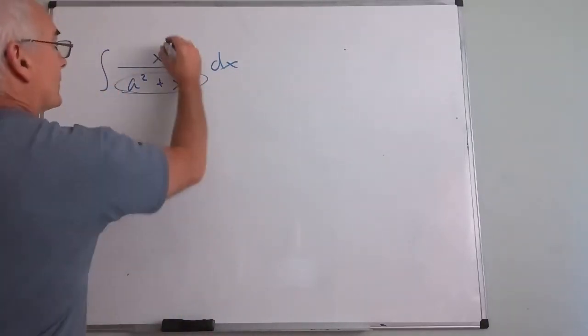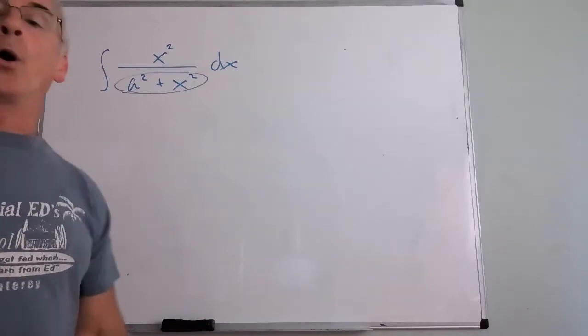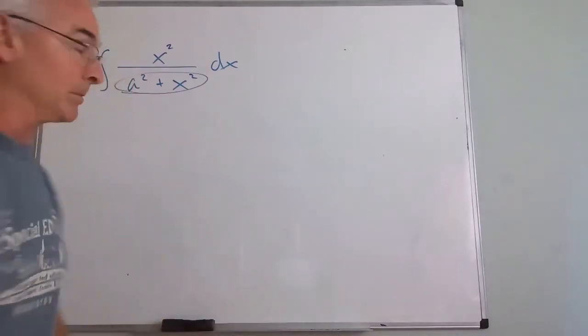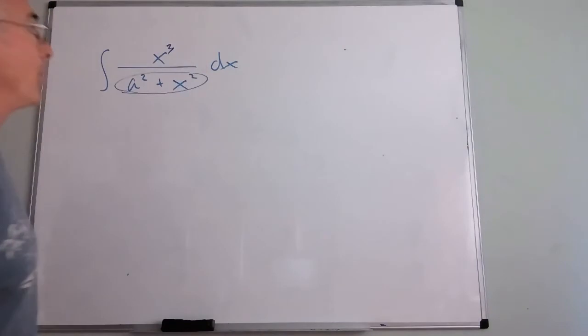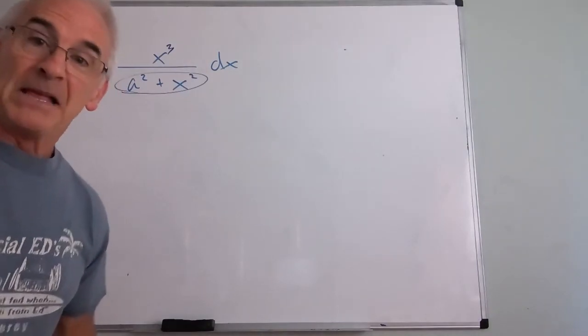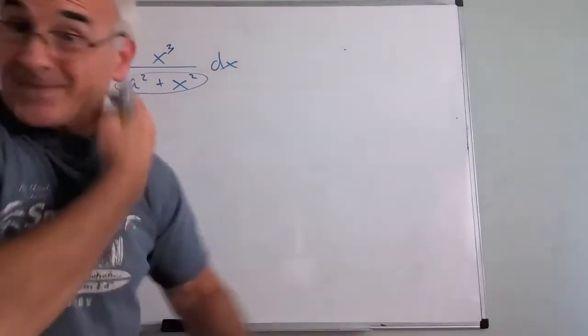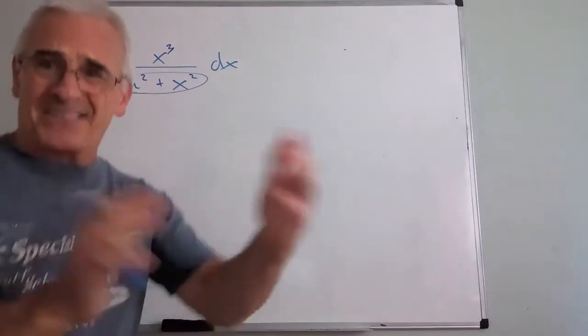Now, what if I had that? Oh, now I might do trig sub. Or what if I have that? Oh, now I might do trig sub. If I see an obvious u sub, fine. Oh, that's just an antiderivative formula.